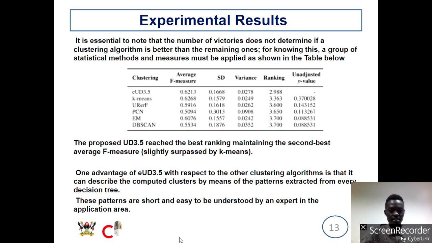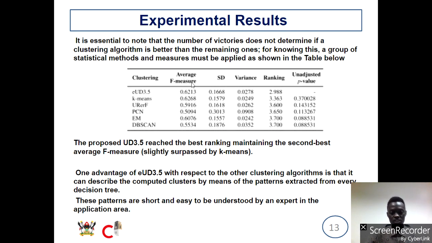So we apply more statistical measures or methods, and when we put that on, you realize that the proposed UD 3.5 reached the best ranking, maintaining the second best average compared to K-means. K-means was the first. But of course, you see they are close to each other under average F-measure.